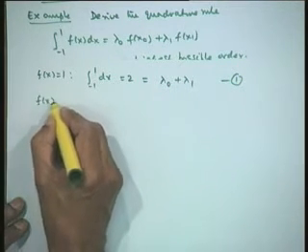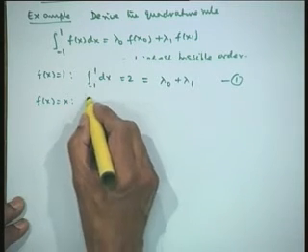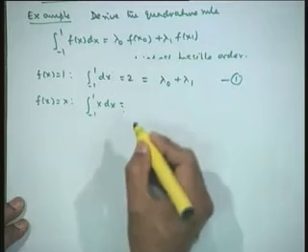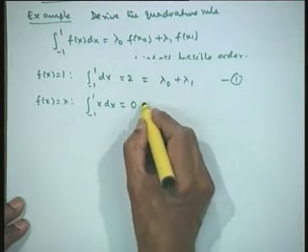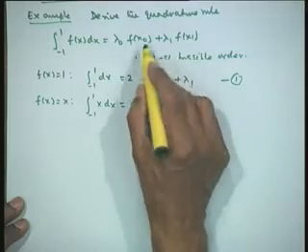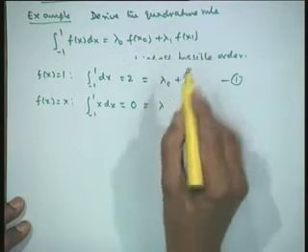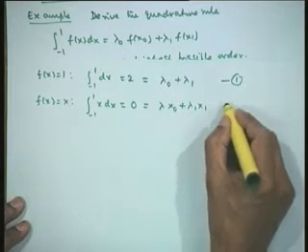Let us take f(x) equal to x. This gives us the integral from minus 1 to 1 of x dx, an odd function, so it is 0, and this is equal to lambda. Now f(x) is equal to x, therefore this gives you x naught, this gives you x 1. So lambda naught x naught plus lambda 1 x 1.